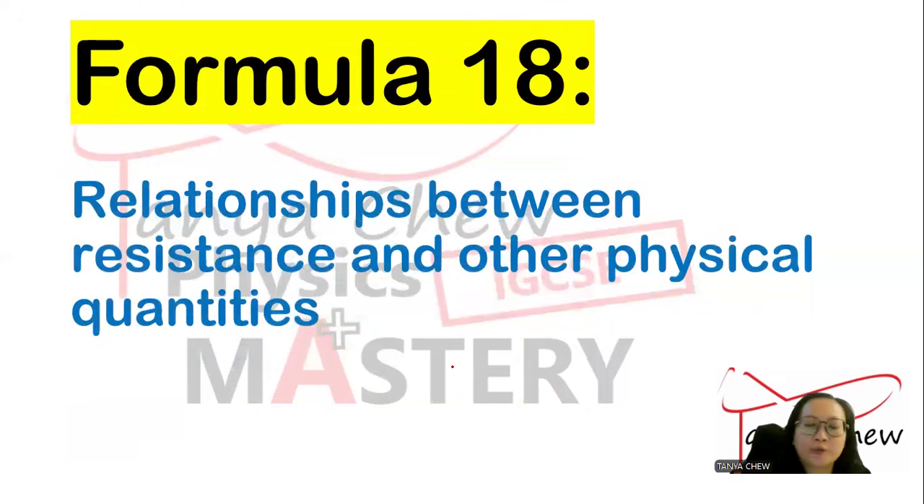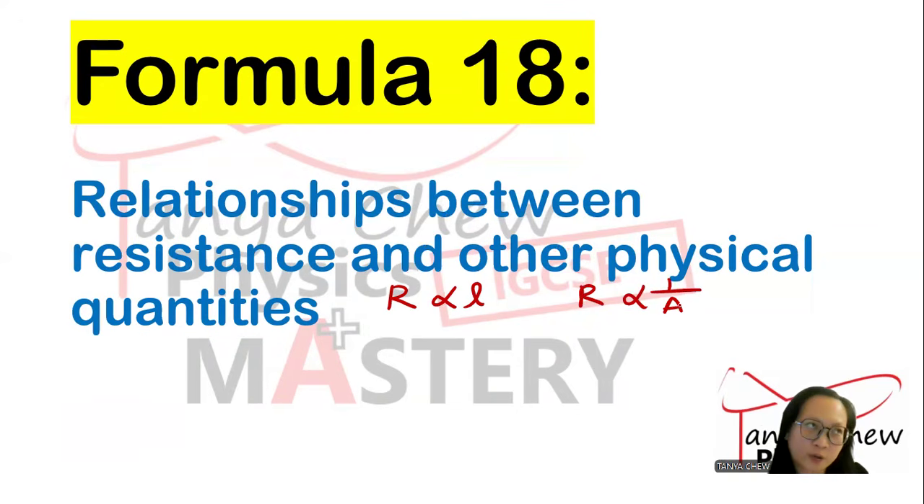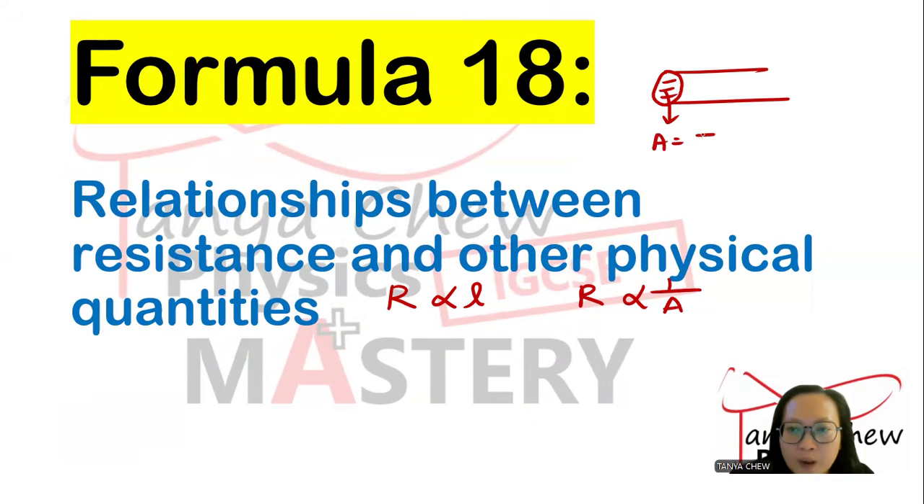Formula number 18, the relationship between resistance and other physical quantities. You have to know resistance is directly proportional to length. Resistance is inversely proportional to cross-sectional area. That means the thicker the wire, the larger the cross-sectional area, the smaller the resistance. And cross-sectional area is equal to pi r squared, because the area of the wire, the area of the conductor, is always the area of the circle, pi r squared.